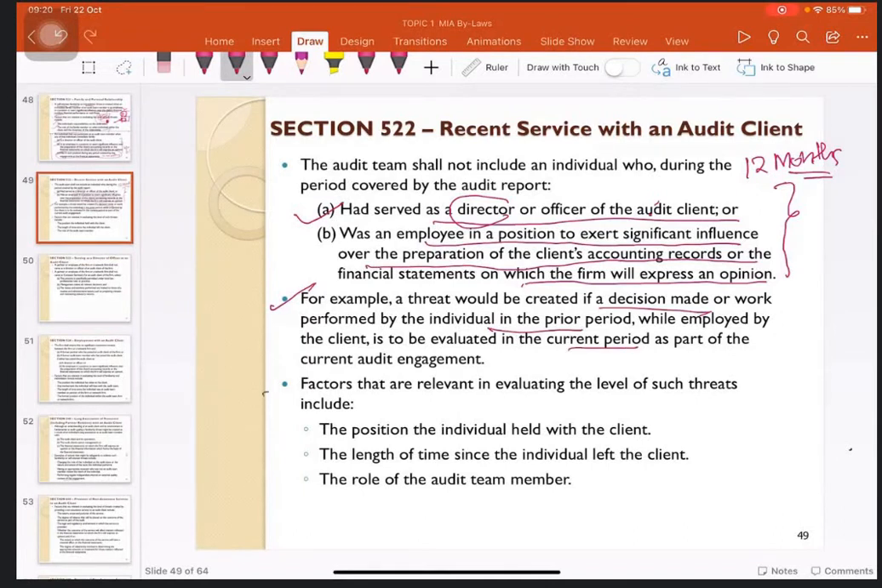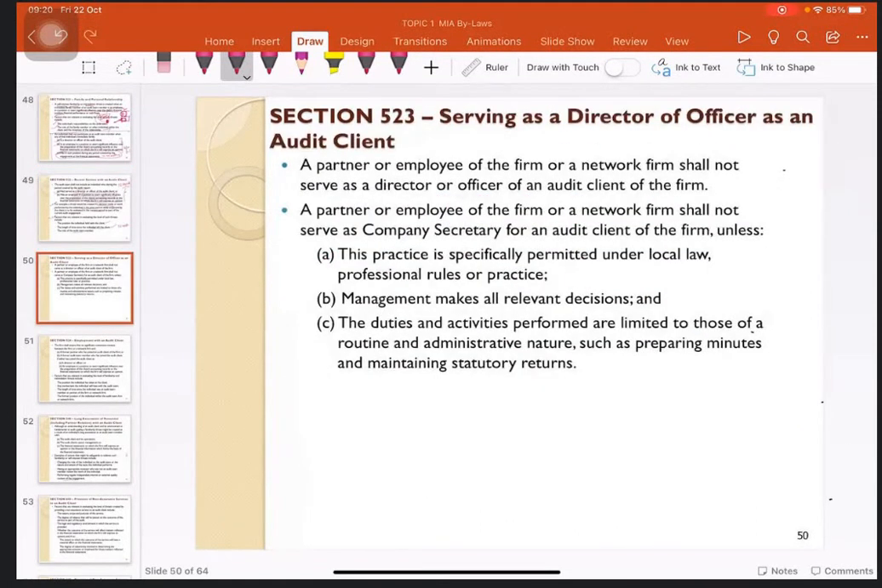Okay, so the factors that are relevant in evaluating the level of such threat adalah kita kena tengok dia punya position dekat that client, the length of time since the individual left the company, 12 months ya sepatutnya, the role of the audit team members. Okay, serving as a director or officer of an audit client, a partner or employee of the firm shall not serve as the director. Bila you audit that client, you tak boleh jadi director ataupun officer of the client. Okay, this one is very clear lah kan.